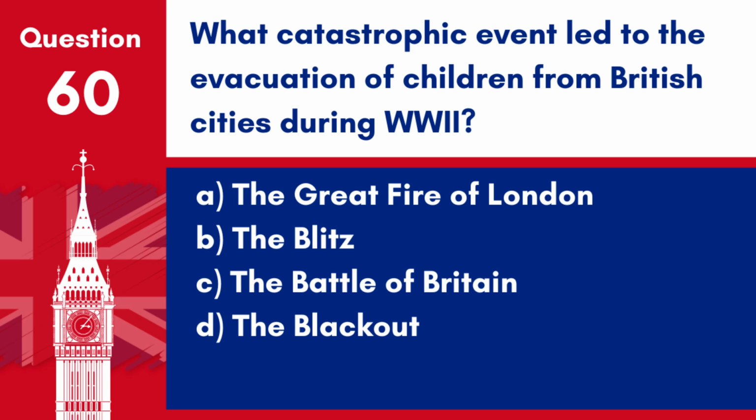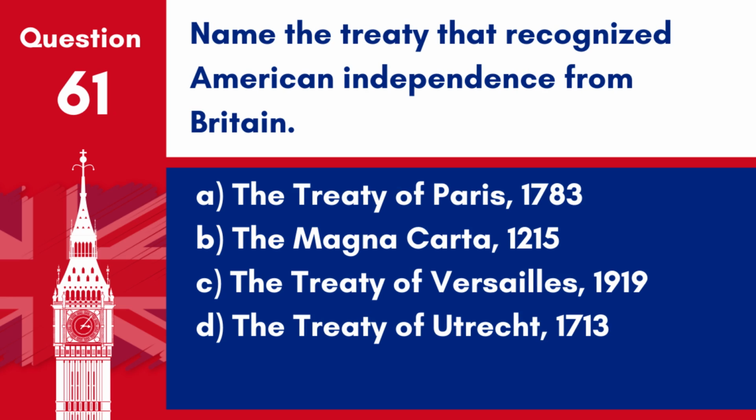A. The Great Fire of London. B. The Blitz. C. The Battle of Britain. D. The Blackout. Answer. B. The Blitz. The Blitz, the German bombing campaign against the UK, led to the evacuation of children to safer areas to protect them from the bombings. Question 61. Name the treaty that recognized American independence from Britain.